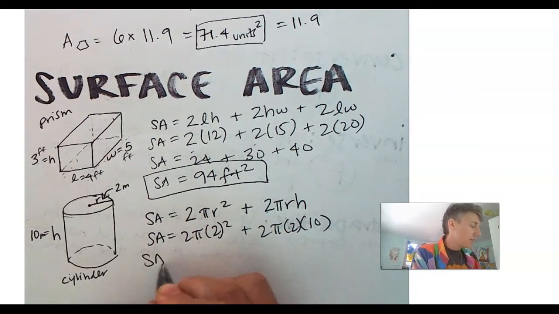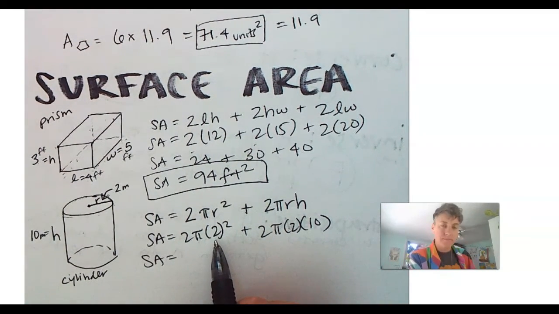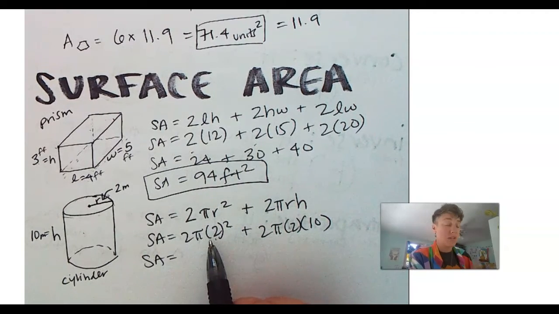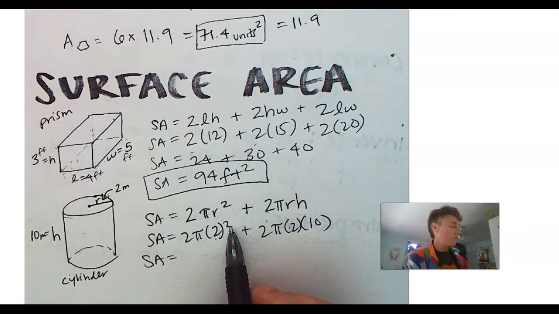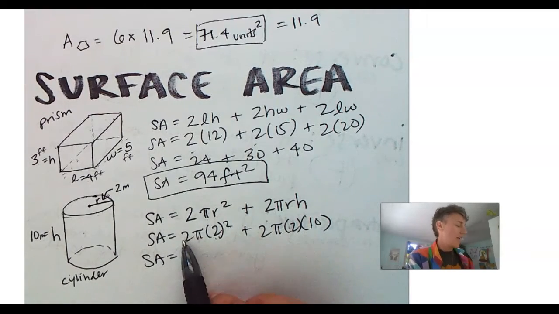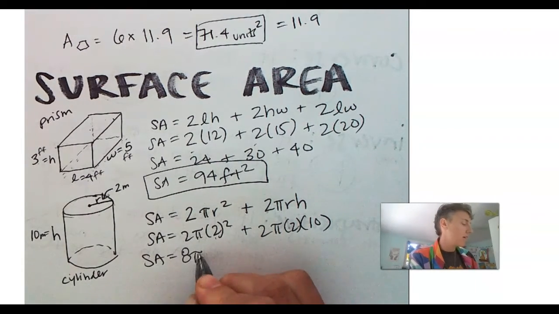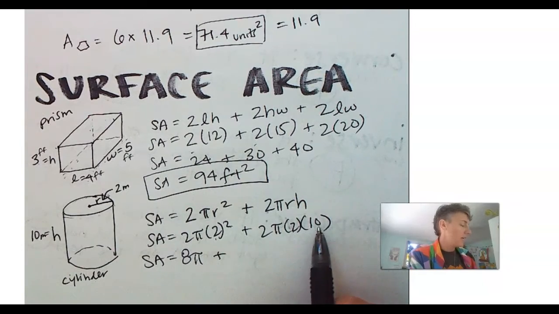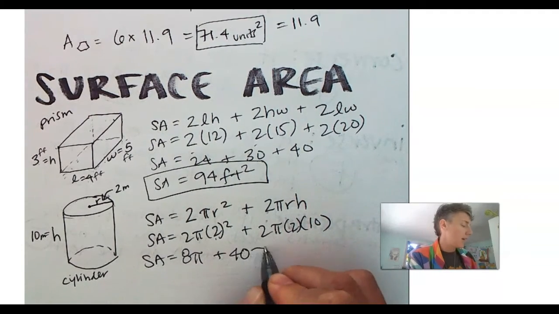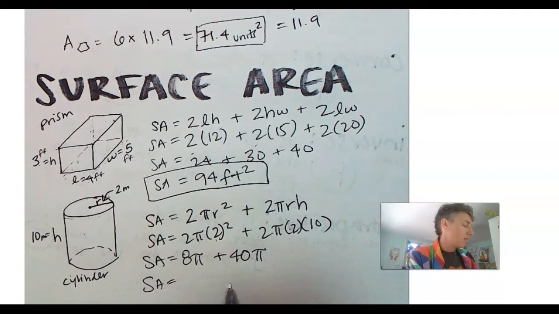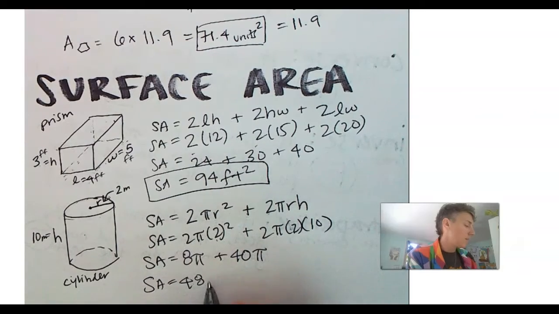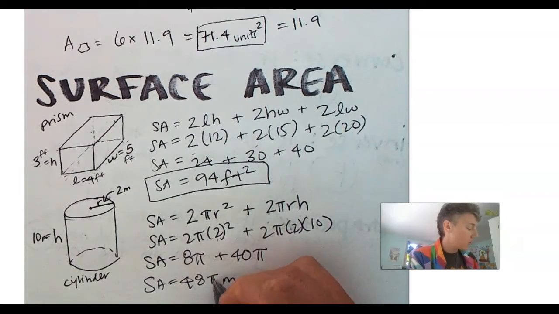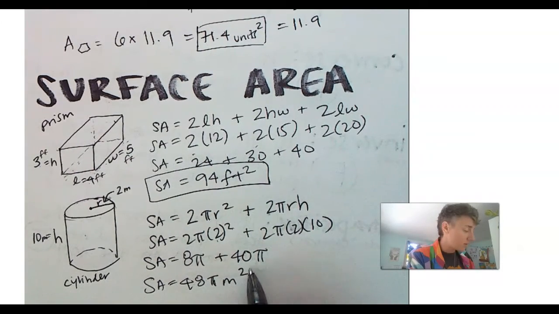So we get our surface area is, what do we do first here? Our exponent. 2 squared is 4. 4 times 2 is 8, so we have 8 pi, plus 2 times 2 is 4, times 10 is 40 pi. We can add those together to get 48 pi meters squared. This could be your answer.